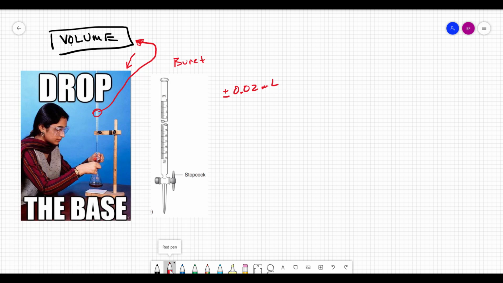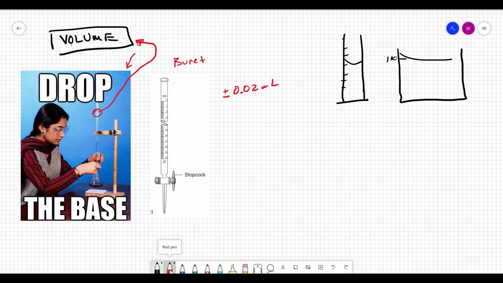You don't need to use this if you're just measuring out roughly 100 mils of something, right? If you need to roughly measure 100 mils of something, then you could use a variety of different pieces of glassware. You could use a graduated cylinder, which will give you a rough amount. Even more rough would be to just use a beaker and fill it up to the line that says 100.